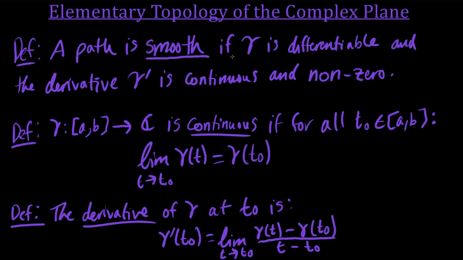A path is smooth if gamma is differentiable and the derivative gamma prime is continuous and non-zero. And as a refresher, the function gamma from the interval from a to b to C is continuous if for all t naught in the interval from a to b, the limit as t approaches t naught of gamma of t equals gamma of t naught. And the derivative of gamma at t naught is equal to the limit as t approaches t naught of gamma of t minus gamma of t naught over t minus t naught. So this is what it means for a path to be smooth. It must be differentiable and its derivative must be continuous and non-zero.